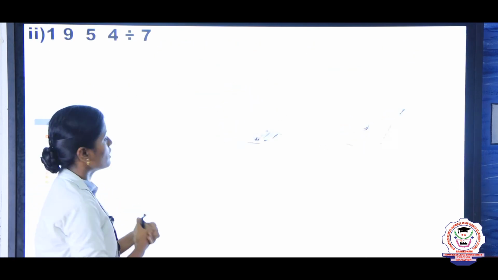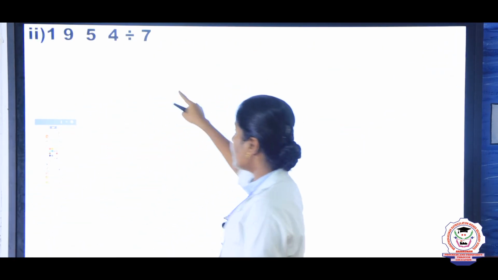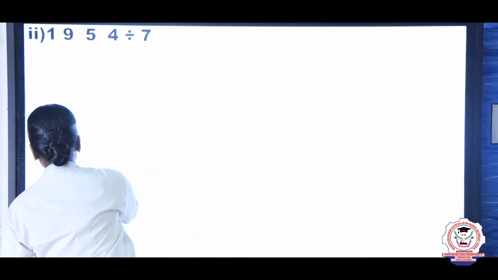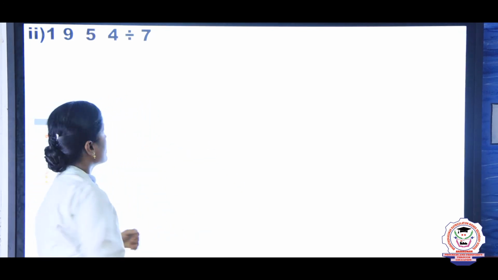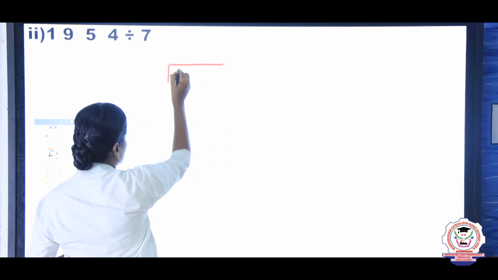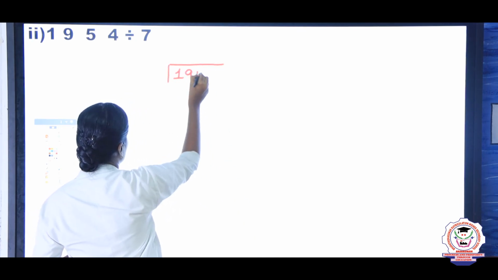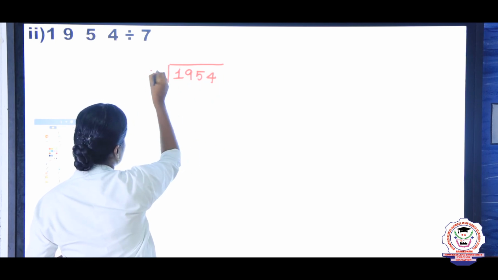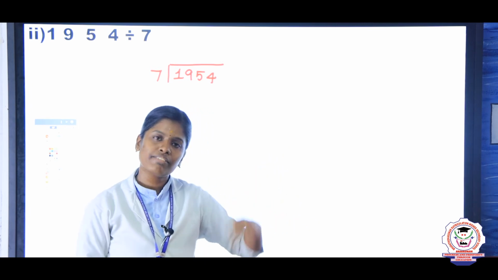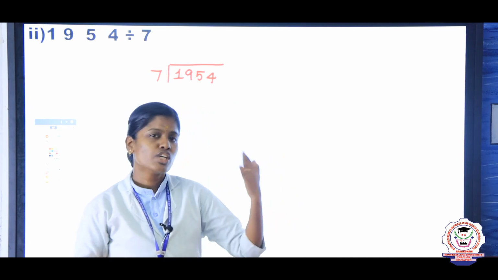Our next question is 1954 is divided by 7 table. 1954 is divided by 7. Take 1954 divided by 7. Here we have the table is 7 table. So you should start from 7 table. 7 zeros are onwards. So what is the answer?